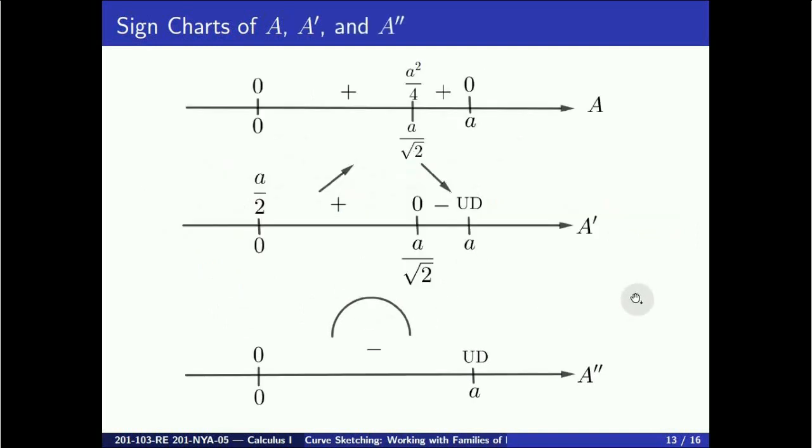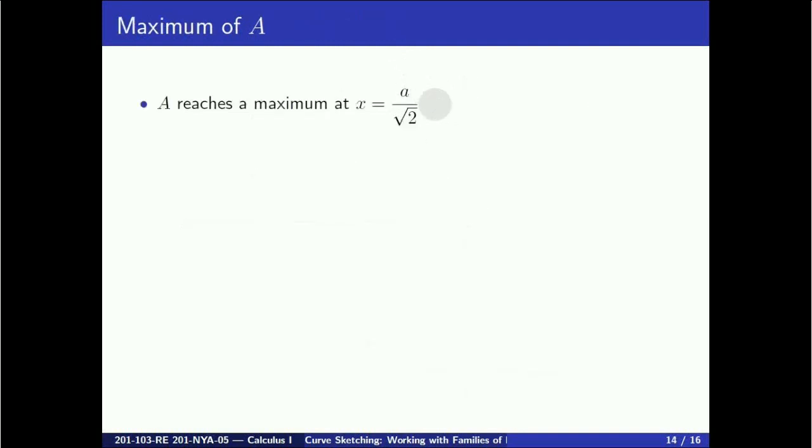To summarize our findings, we have included here all three sign charts, and with this we're now ready to sketch the curve. Notice that this is a concave down curve with a global maximum at x equals a over root of 2. We have also included the function value at the maximum in the sign chart of a, and this is explained on the following slide.